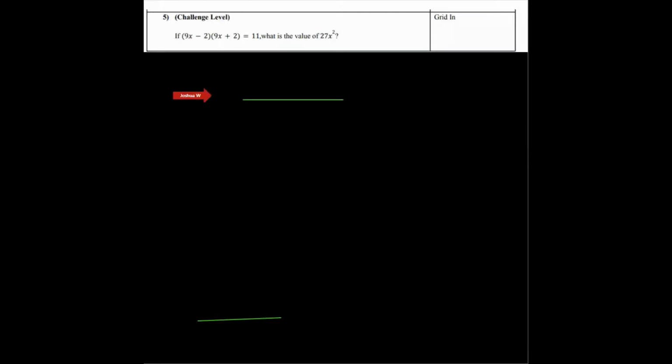Last question is if 9x minus 2 times 9x plus 2 equals 11, what's the value of 27x squared? Tricky looking problem, but this is the conjugate pattern. So if you studied and prepared with the factor lessons here, you should recognize what to do. You can FOIL it out and you'll get the difference of two squares.